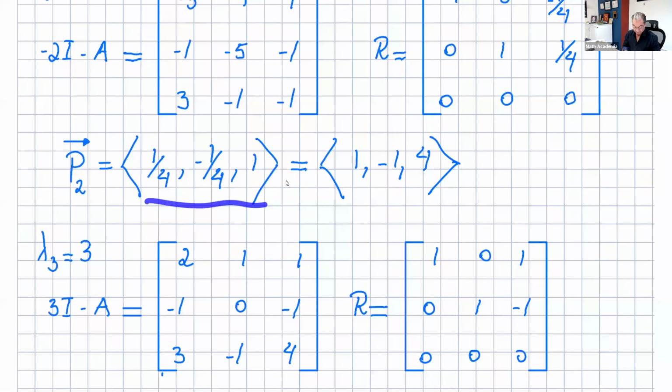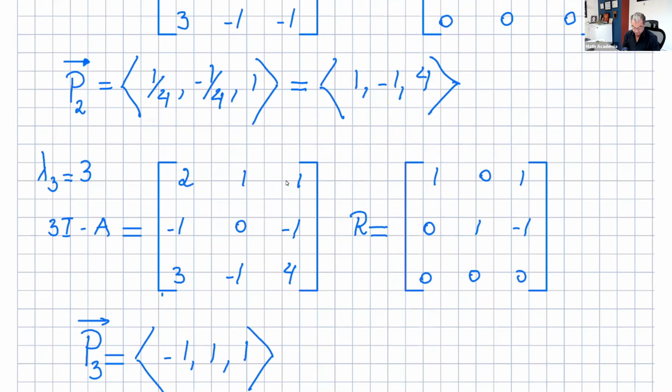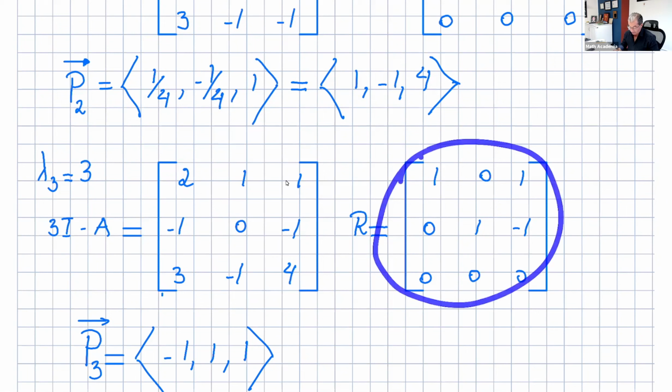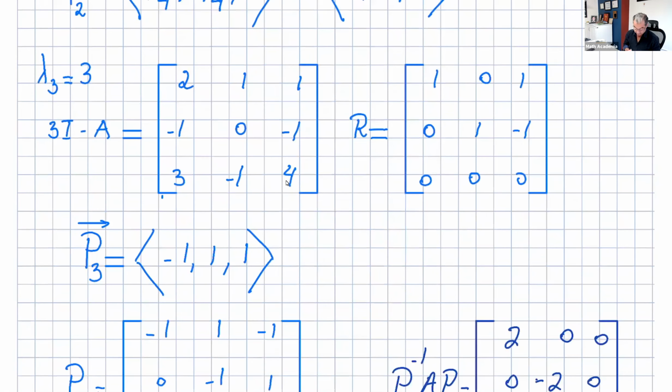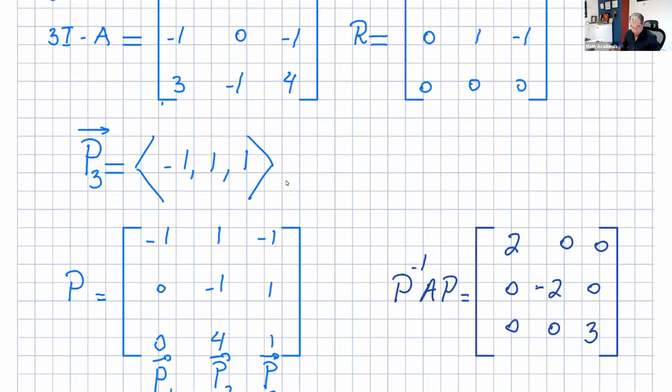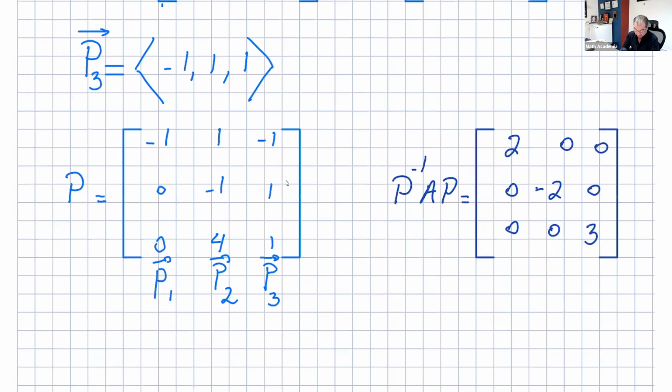Then you can do the same thing with lambda 3, which is equal to 3. So do the same thing. 3I minus A is going to give you that matrix. The RREF of that is going to give you that. Again, x3 is a free variable here. You can rewrite the system, and if you do that, then you can find P3, which is -1, 1, and 1. So you can write the matrix P.